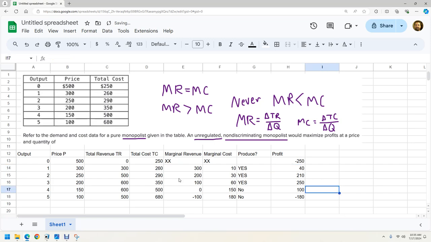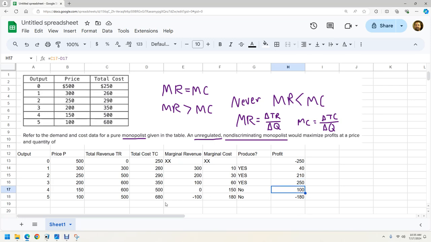Okay, I don't really want you to do it this way, but this is just like a proof. Okay, so make no total revenue, total cost 250, I lose 250. Make 300 total revenue, total cost of 260, I make positive 40. Well, that's good. Now, if I do the second unit, I make positive 210, that's also good. Positive 250, that's in line with our profit maximization. Again, you don't have to do this step. This is just a proof for you accounting folks, or if you're new to microeconomics.